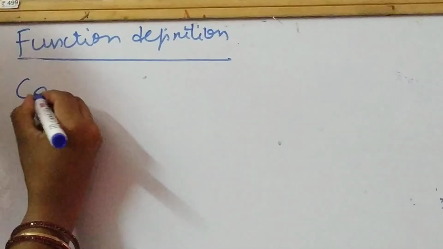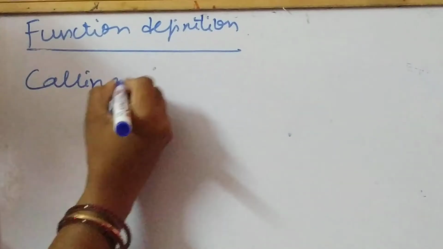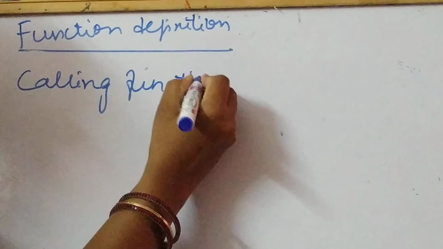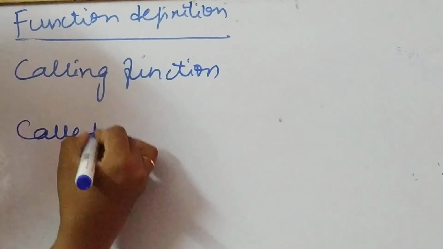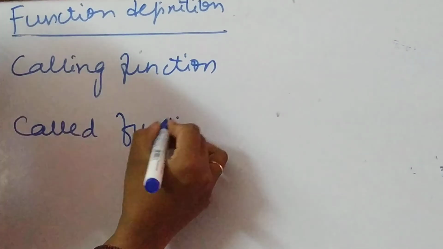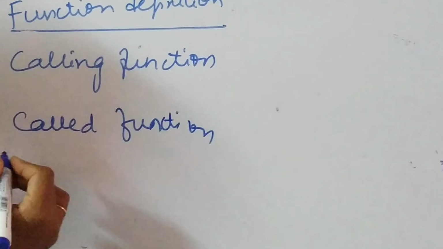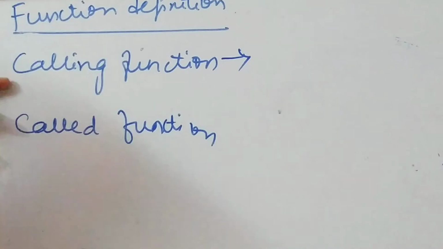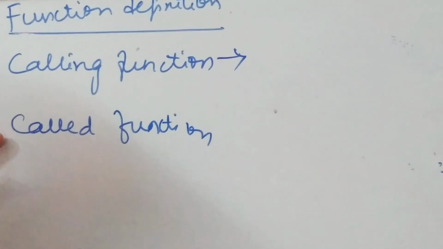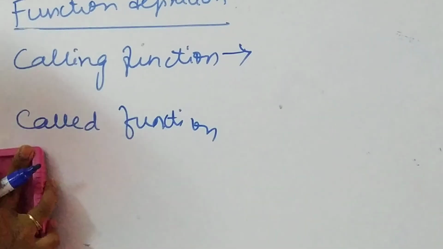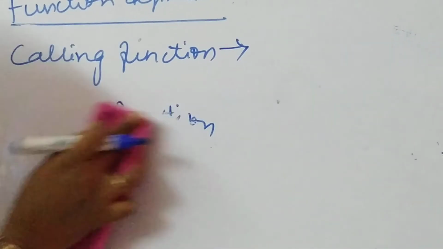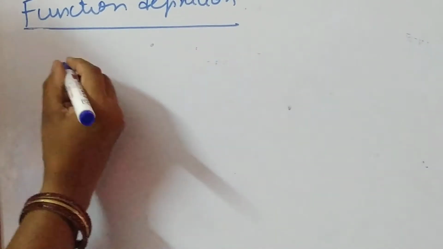So calling function and called function. A function which is having a function call is called a calling function. A function definition is called a called function. I'll show you one example here.